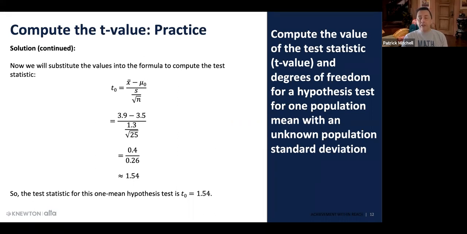So in the next section, we will talk about finding critical values. In a later section, we'll talk about how to find p-values. Okay, right now we're just practicing calculating the test statistic. So that's the end of this video.